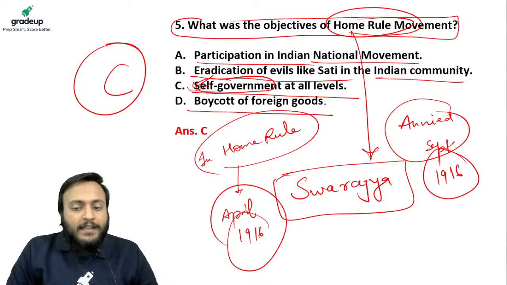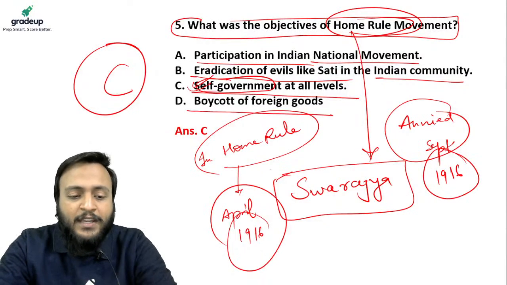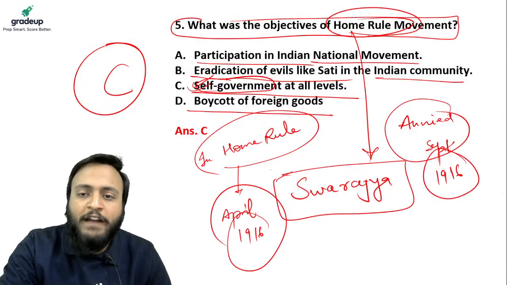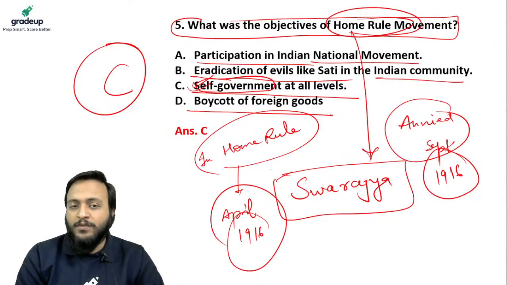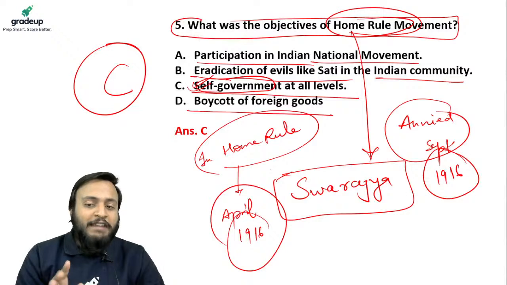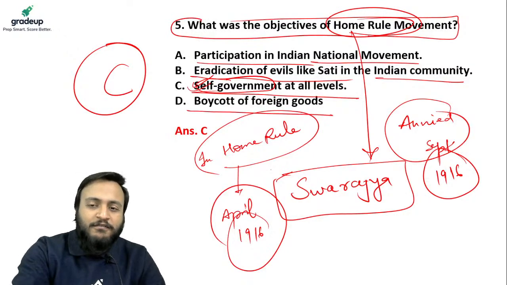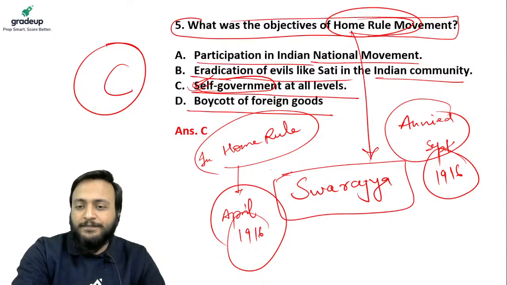Got it, everyone? So can I know how many of you scored 5 on 5? Anybody, any brave person ready to share their scores? 5 on 5. What do you say, guys? Right, this is about the score.